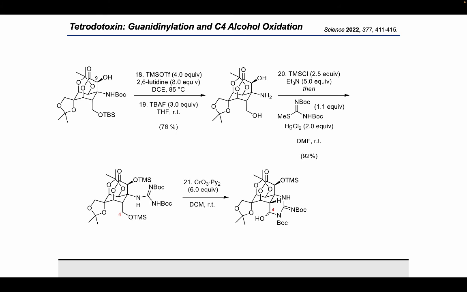For the last procedure on this slide, the C4 alcohol oxidation, you can see why we needed to deprotect the TPS group, but were able to use a TMS group. Collins reagent can oxidize TMS alcohols, but not TPS alcohols. The generated aldehyde is directly engaged by the guanidine imihemiaminal.